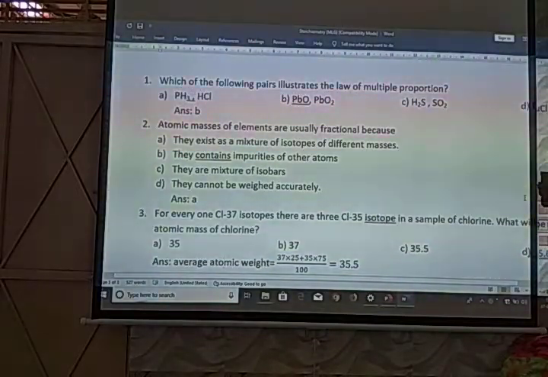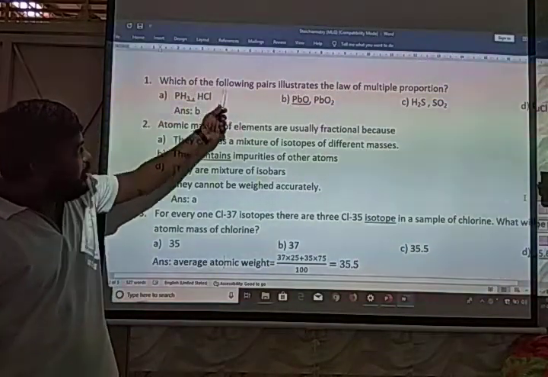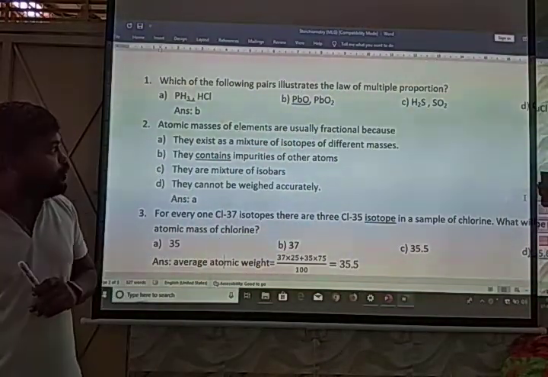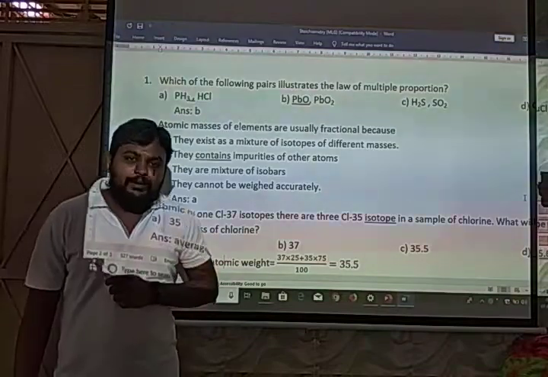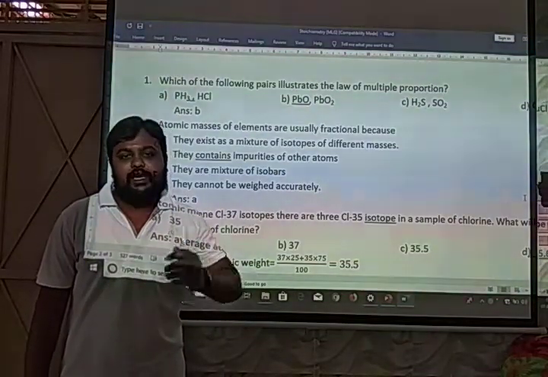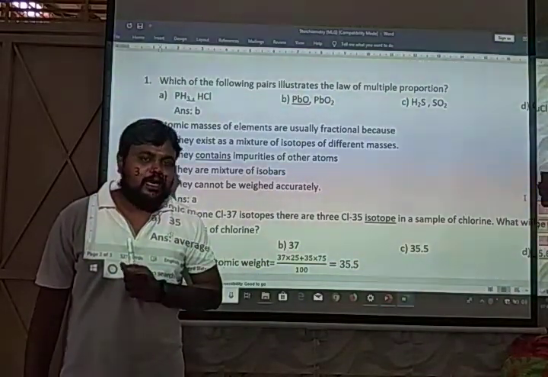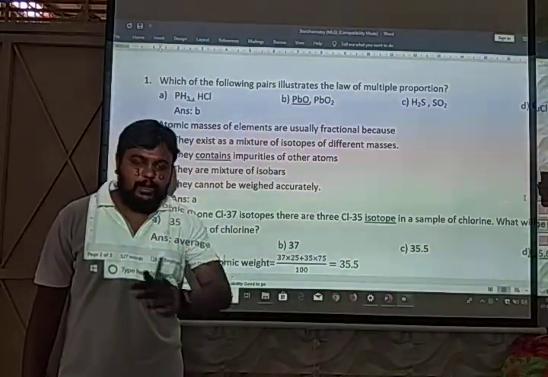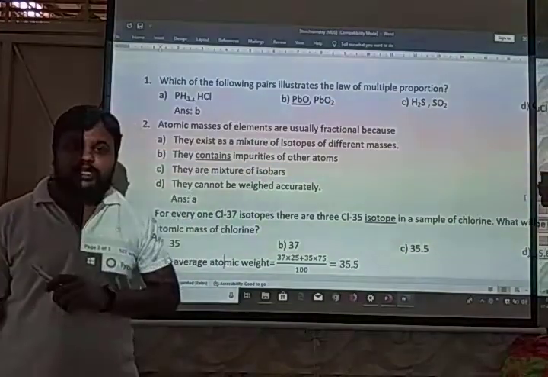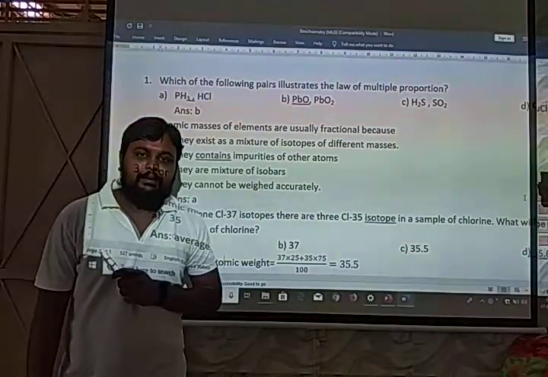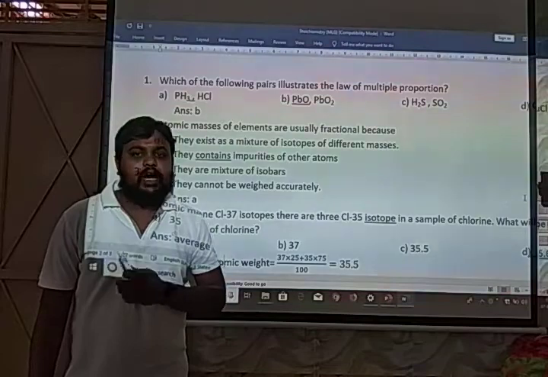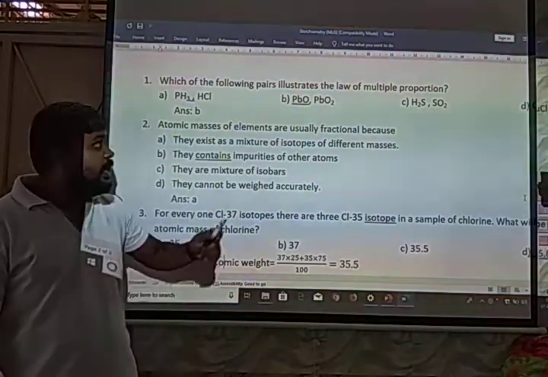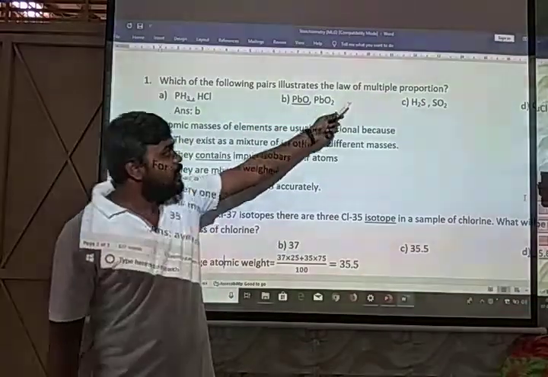So the first question arises here: which of the following pair illustrates the law of multiple proportion? We know that there are five important laws of chemical combination: the law of conservation of mass, law of definite proportion, law of multiple proportion, Gay-Lussac's law of combining volumes, and Avogadro's law. We are all very familiar with these laws, and here they have given one problem related to multiple proportion.